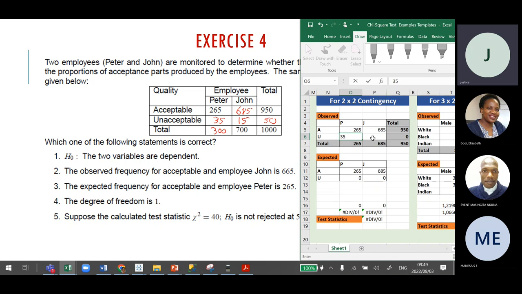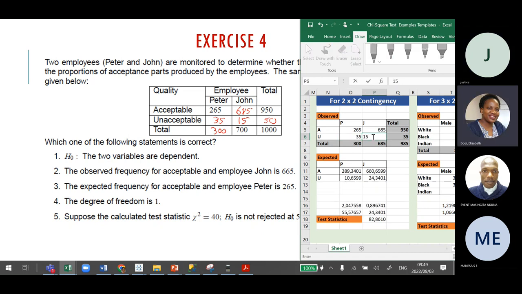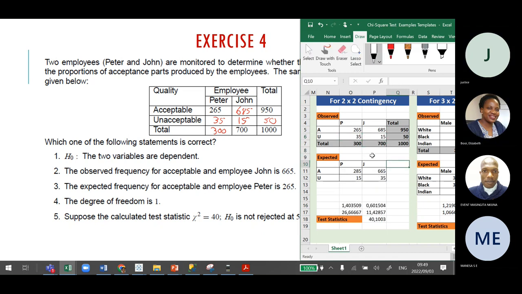Sorry, says listen. And 15. Okay, so 300, 700, 950, 50. So it means we did the right calculations on here. So let's answer the questions as asked.